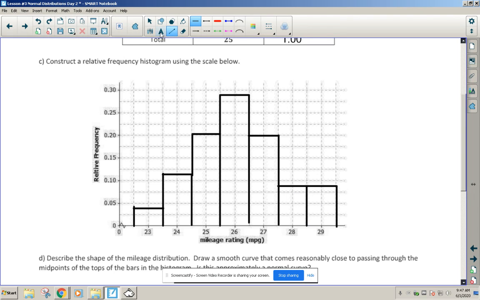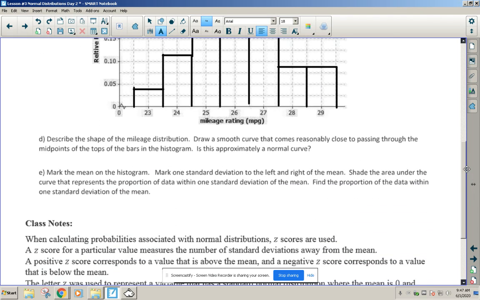Describe the shape is the first thing they're asking you for. Like, what do you think about this shape? And for me, I would say the shape is approximately normal. It's an approximately normal shape. So actually, I should have put a yes here. So let me just, yes, approximately normal.